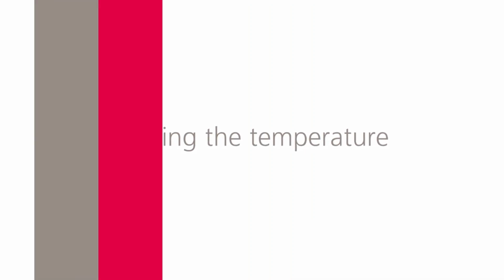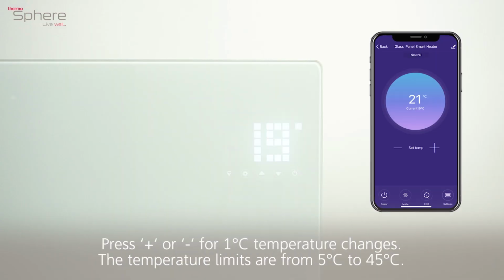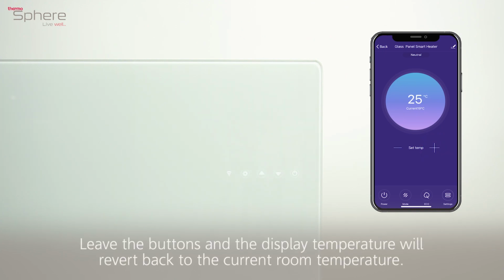Setting the temperature. Press plus or minus for 1 degree temperature changes. The temperature limits are from 5 degrees to 45 degrees. Leave the buttons and the display temperature will revert back to the current room temperature.